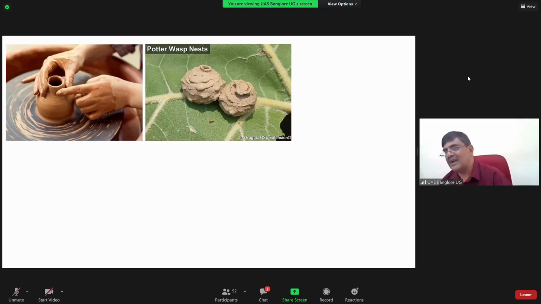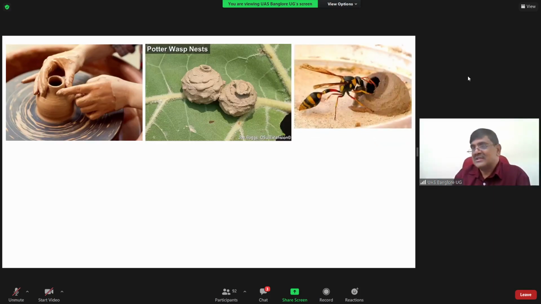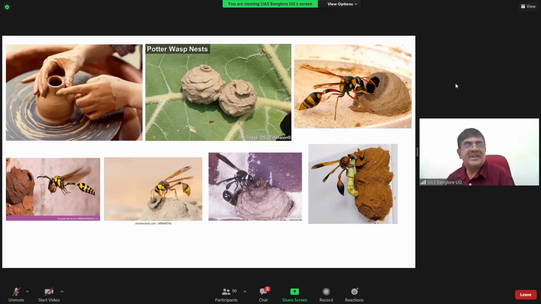For example, we have potter wasps. Potter wasps prepare their nests in the form of pots. On the left side, you can see the pots prepared by human beings. On the right side, you can see the pots prepared by insects. In the next diagram, you can see how the wasp is constructing its nest in the form of a pot. You can see here the different types of pot nests prepared by these potter wasps.